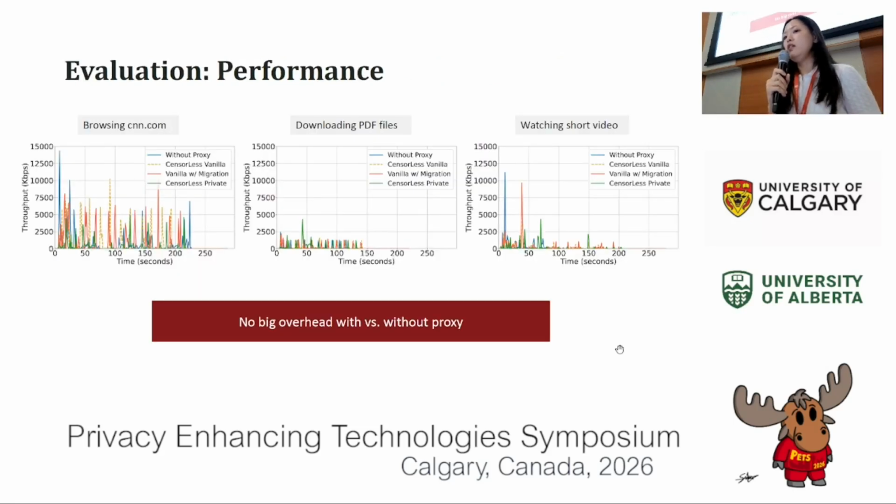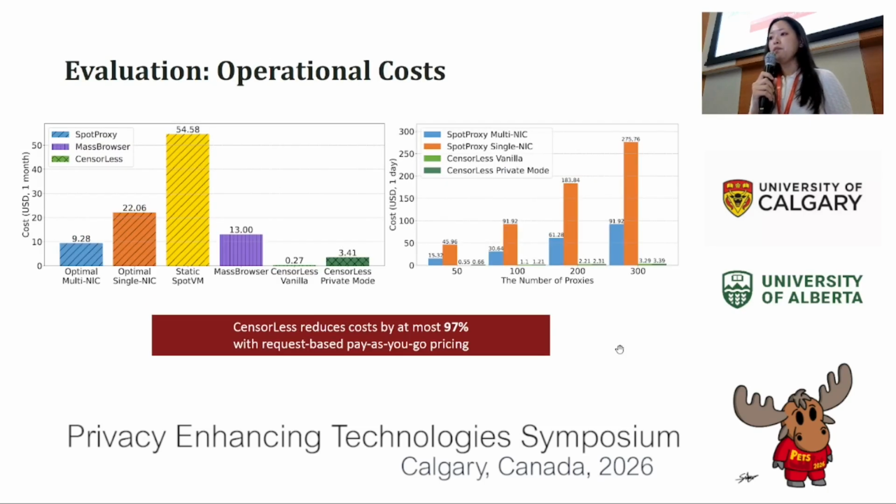So we evaluated CensorLess performance, and we measured the throughput across 3 different applications: browsing CNN.com with heavy objects, downloading PDF files, and watching a short streaming video. While the burst timing and total durations differ depending on migration, the overall throughput with proxy and without proxy is almost the same. And we also evaluated the operational cost, which makes CensorLess stand out.